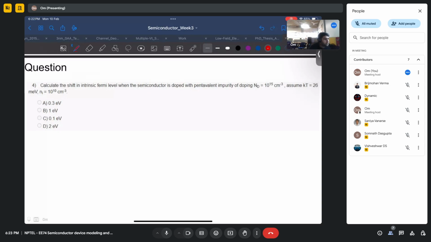Calculate the intrinsic shift in the Fermi level when the semiconductor is doped with pentavalent impurity of doping Nd 10 to the power 15 per centimeter cube. Assume kT is 26 milli electron volts, Ni is 10 to the power 10 per centimeter cube. Please attempt this.